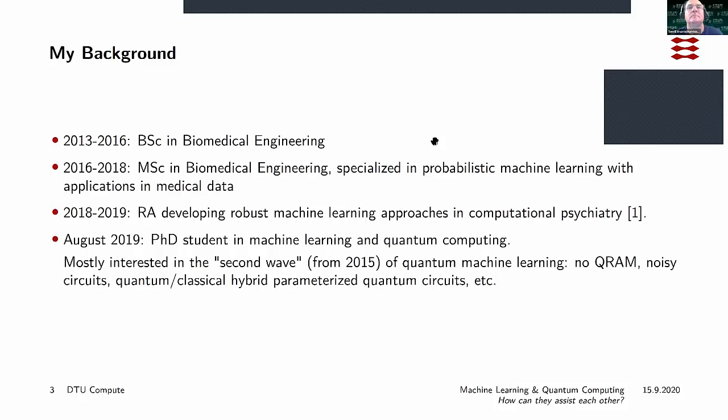I am mostly interested in what's in some places referred to as the second wave of quantum machine learning. I will get a little bit into what that is, but that's more of this near-term quantum computing where we take into account noise and we don't assume that we have any quantum random access memory, and it's more of a hybrid setup.